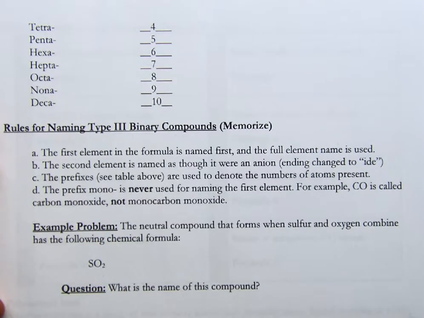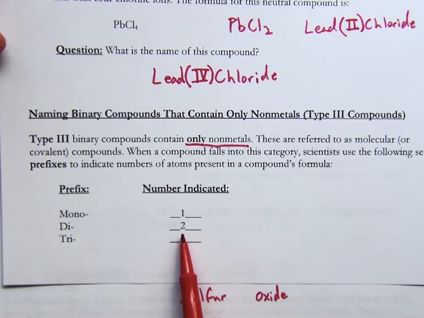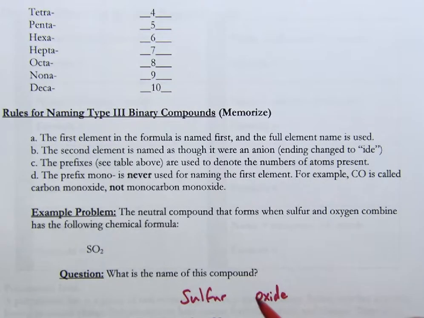So here we have S and O2. S is sulfur. You do not say monosulfur because it's the first one. You just say sulfur. And then oxygen is the second one. Oxygen is oxide. You change the ending to "-ide." It's not sulfur oxide. It's not sulfur monoxide. How many oxygens are there? There are 2. What is our prefix for 2? Di. So this is called sulfur dioxide.